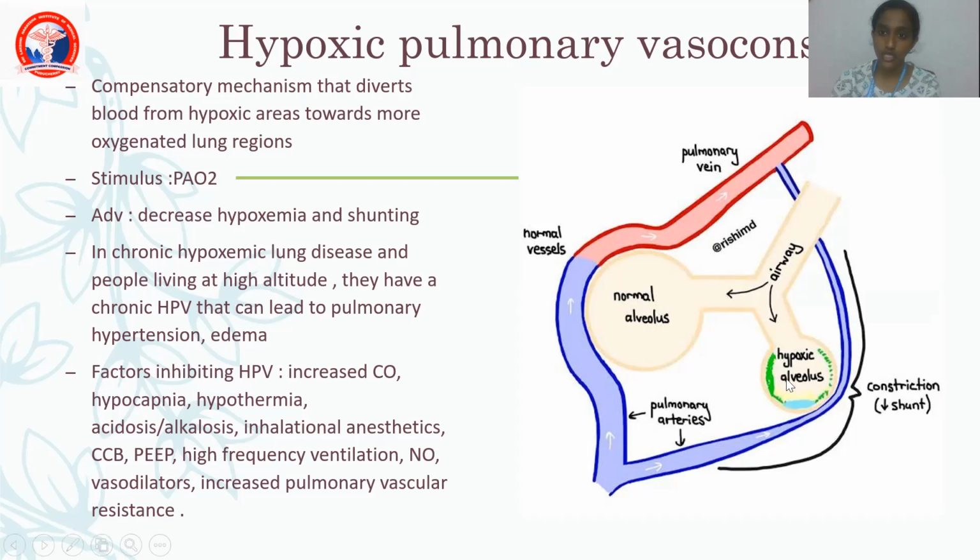So what is the stimulus here? Hypoxia is the stimulus. What is the result here? Vasoconstriction is the result. What is the advantage? We are reducing the shunt. But there are also plenty of disadvantages, like when patients are exposed to chronic hypoxia, such as high altitude patients. Whenever there is vasoconstriction over a prolonged time, there can be pulmonary hypertension in such patients. So there are also disadvantages in this.